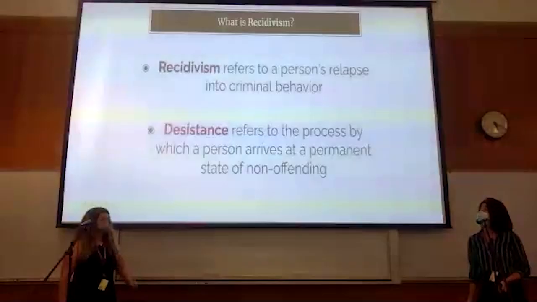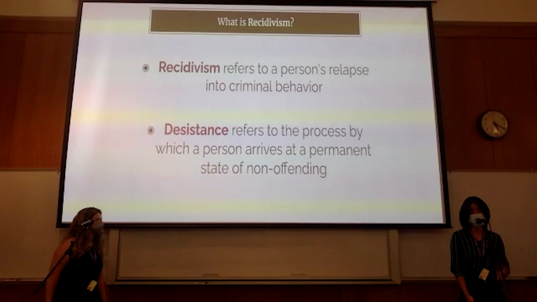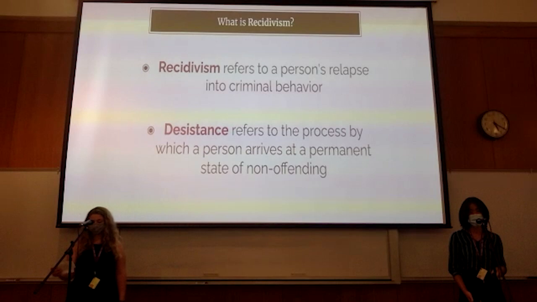So before we begin, we'd like to define two terms for us. The first is recidivism, which is a person's relapse back into criminal behavior, so how likely it is for them to reoffend again. The second is desistance, which is the ultimate goal here, which is when they enter a state of permanent non-offending.